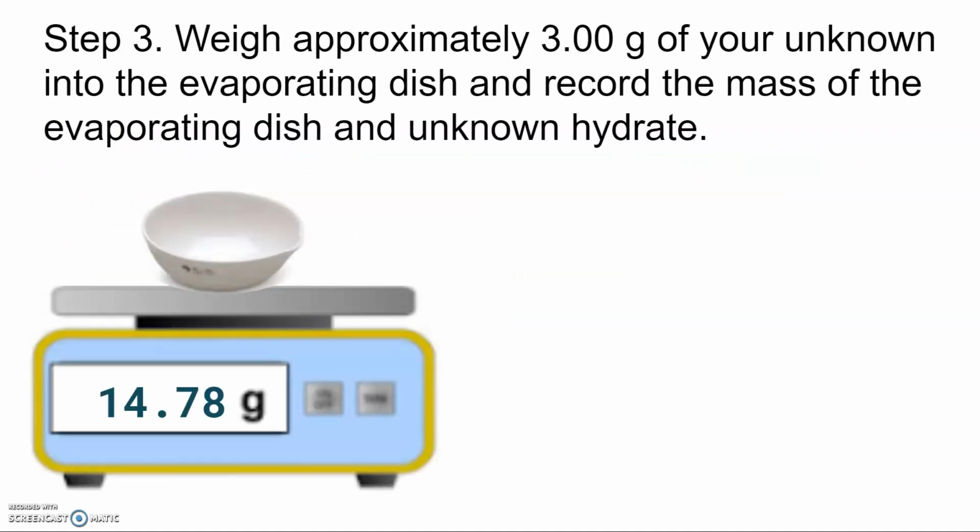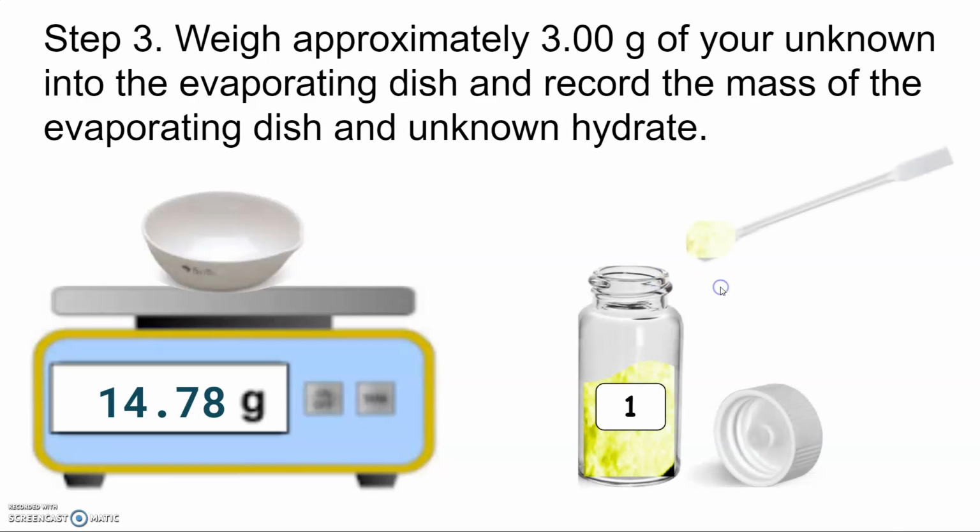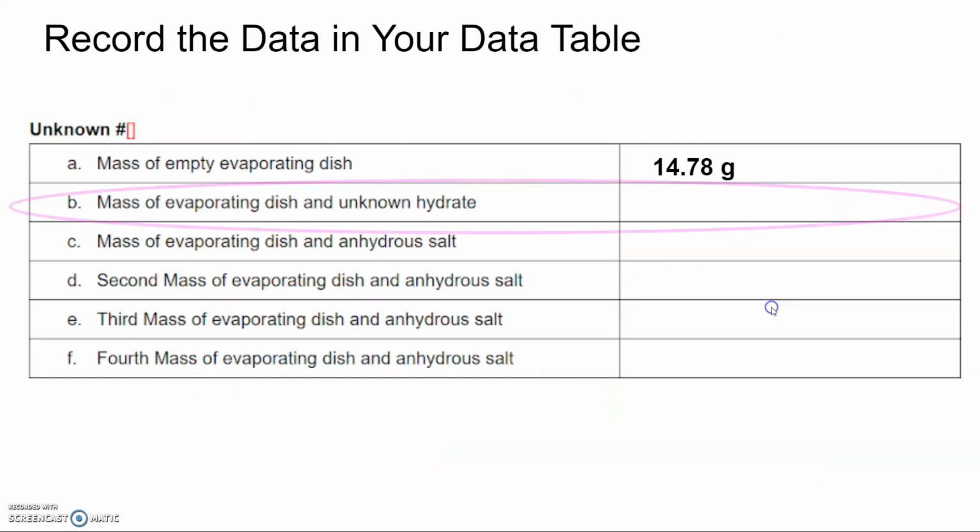All right, the third step is to weigh approximately 3 grams of our unknown into the evaporating dish and then record the mass. So our evaporating dish has a mass of 14.78 grams. If I'm going to weigh out 3 grams into that, the scale should go up to approximately 17.78. So I'm aiming to get it around there. I'm going to take my unknown, scoop some out, and put it inside of the evaporating dish, and I get the mass to be 17.77 grams. All right, cool. So I'm going to record that value into the second row of the data table.